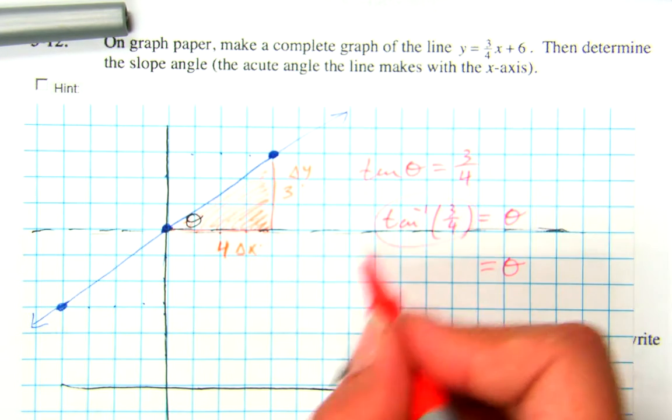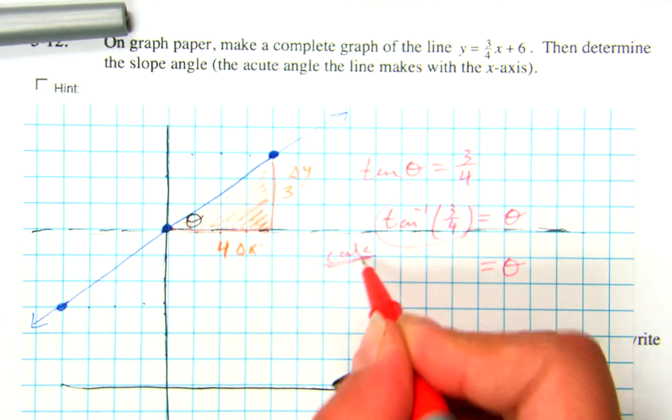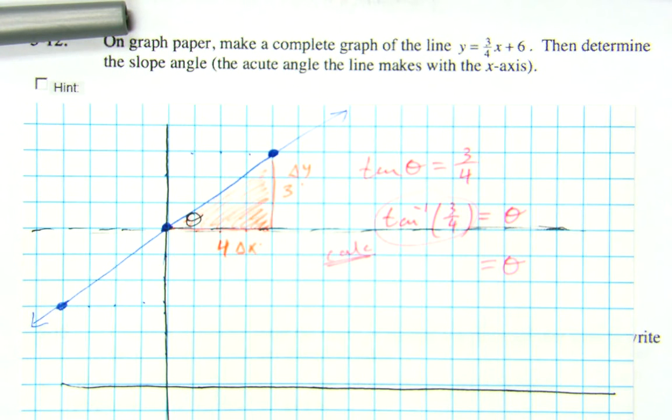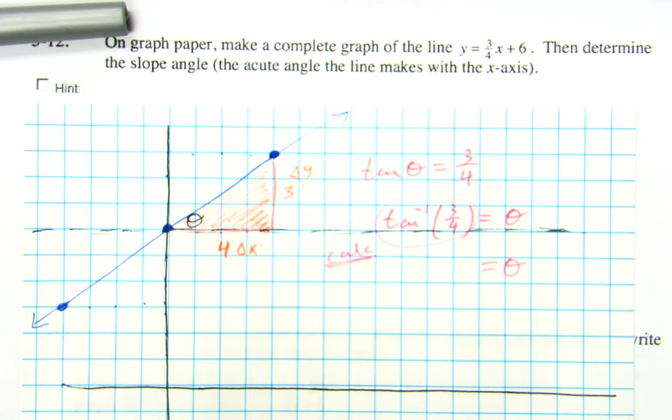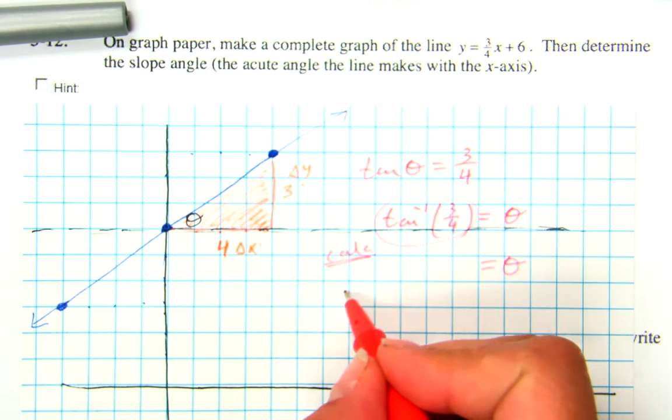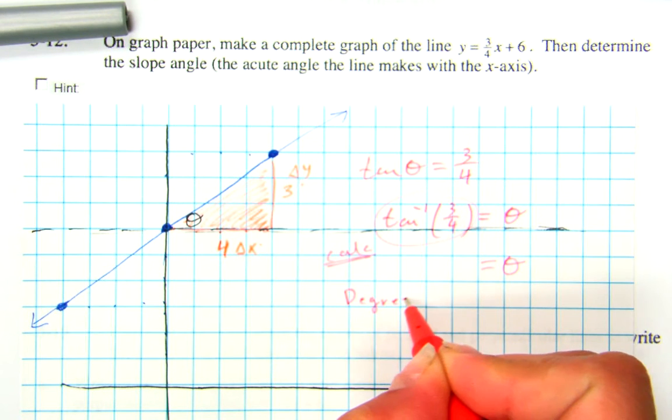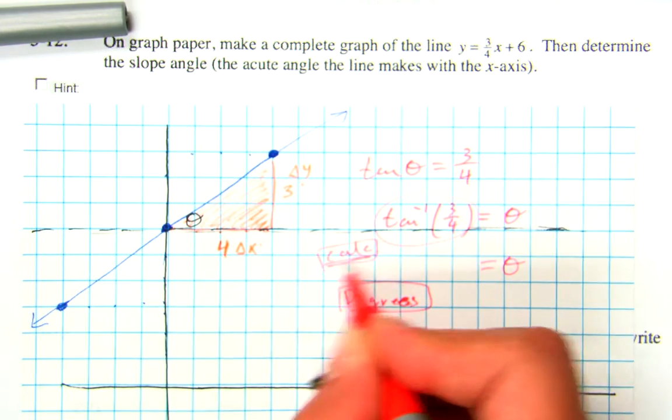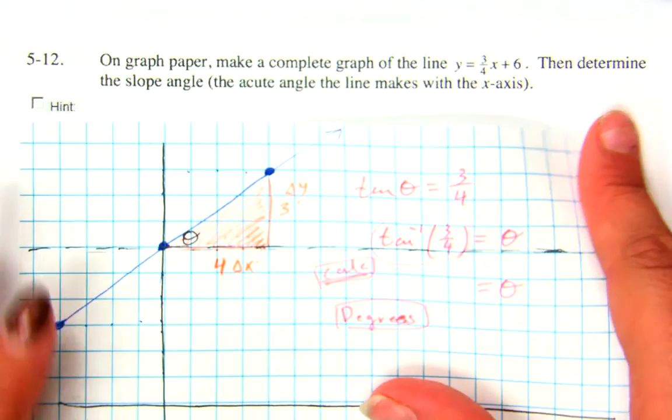This needs to be done on the calculator. All right, please get yourself a calculator. You want inverse tangent of 3 over 4. And please make sure that you are in degrees, not radian mode. Okay? All right, that was number 12.